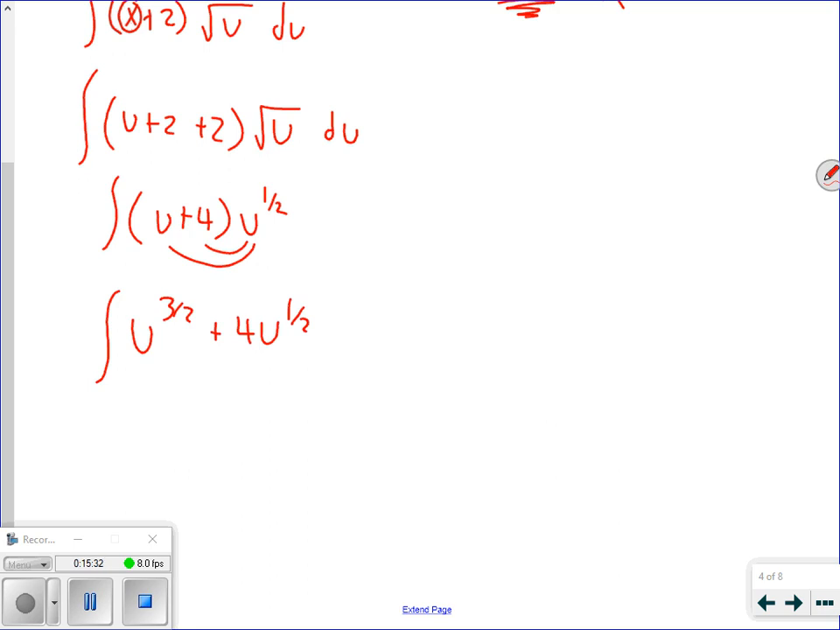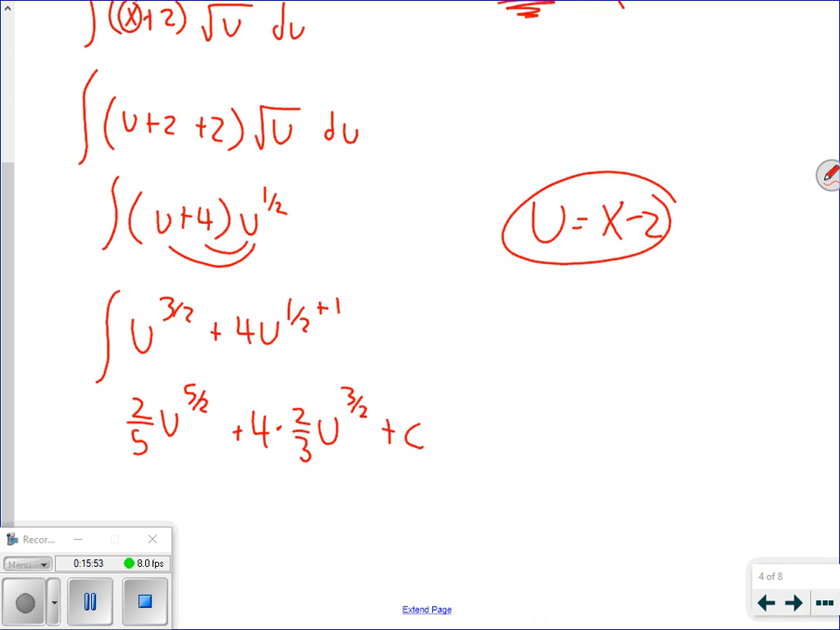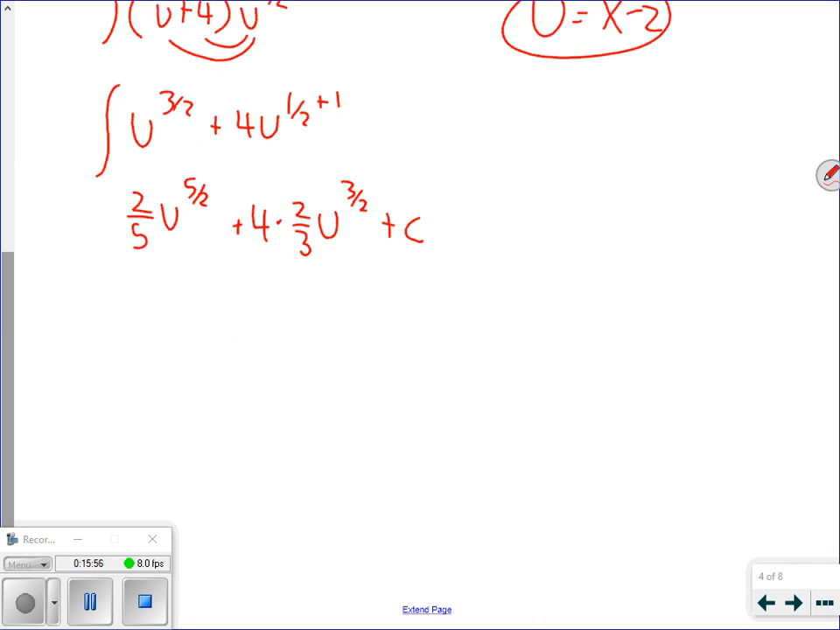Okay, add 1, that's 5/2, so we have 2/5 u to the 5/2 power plus 2 times, if I add 1, that is 2/3 u to the 3/2 power plus c. And then lastly, all you do is just plug back in whatever u is equal to, and you have your answer. There you go.